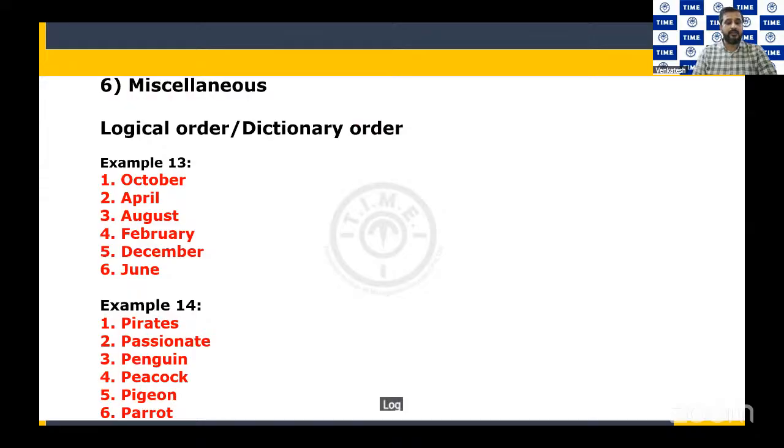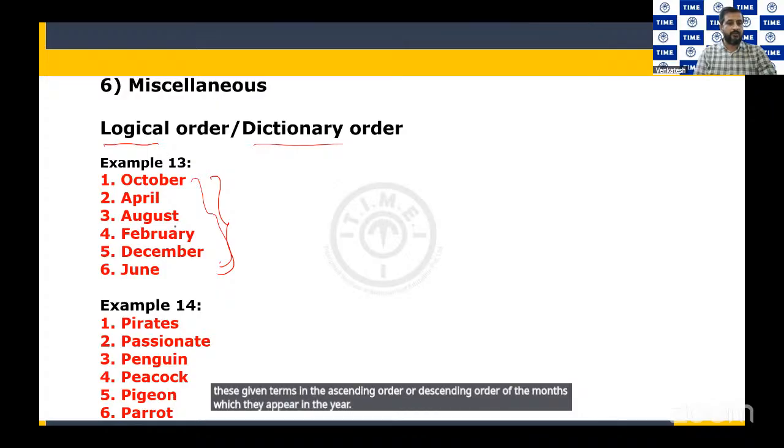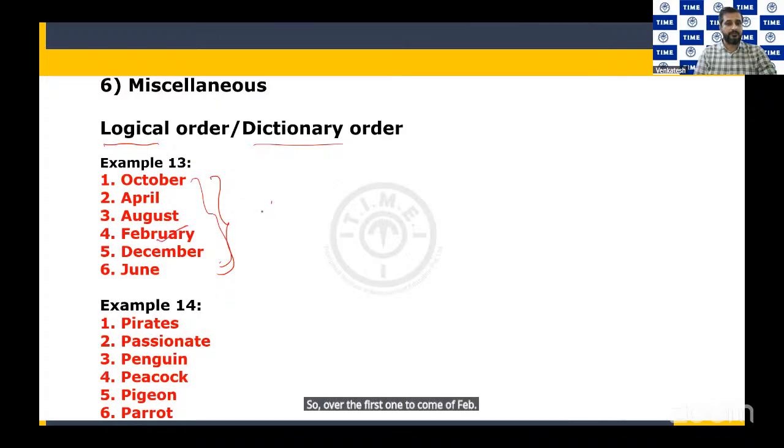Logical order and dictionary order questions. These are the topics they give you regularly. For logical order, you should know how to arrange the given terms in ascending or descending order, such as the months as they appear in the year. What is the first one to come? Feb. What is the next? April. Then June, then August, October, and December. That you should know.